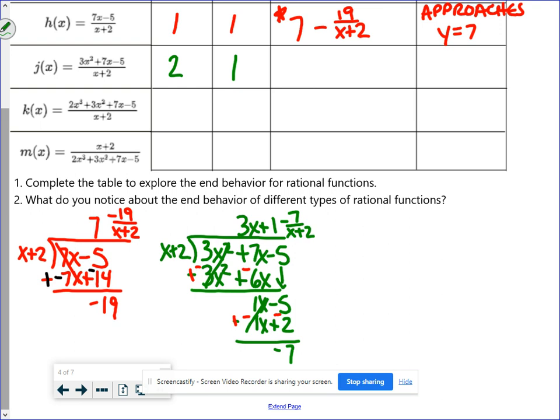So I've got 3x plus 1 and negative 7 over x plus 2. So this one, my asymptote is not going to be just a vertical or a horizontal. This is going to be approaching y equals 3x plus 1. Okay, we have one more that we have to do our division on here.